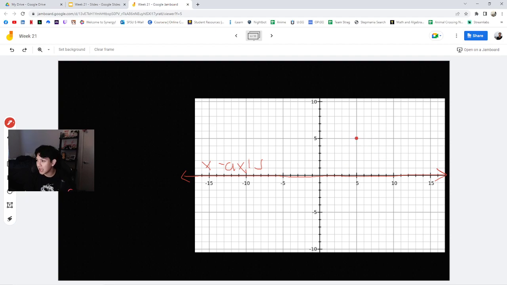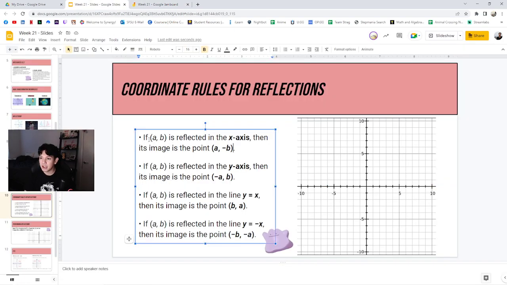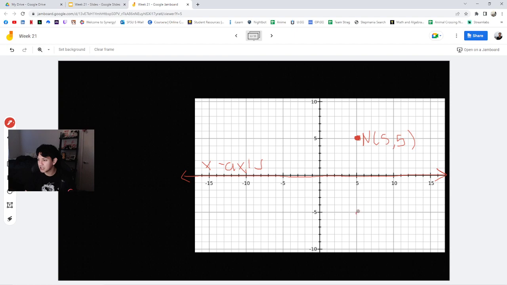If I have a point over here at 5, 5, let's call this N, okay? So point N is at 5, 5, and I want to reflect it about the x-axis. Well, the rule states that if (a, b), so in this case 5, 5, is reflected in the x-axis, then its image is the point 5 and then negative 5. Look at that. All we have to do is change it, and let's see if it works out.